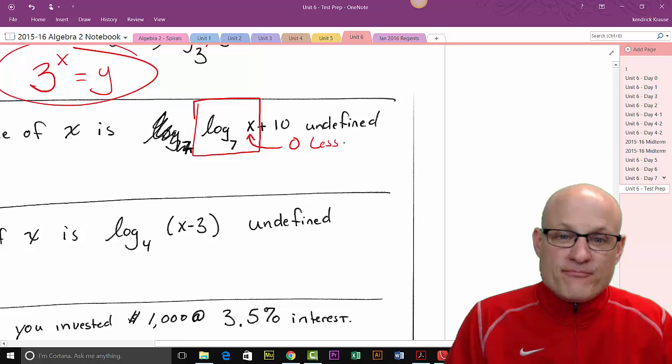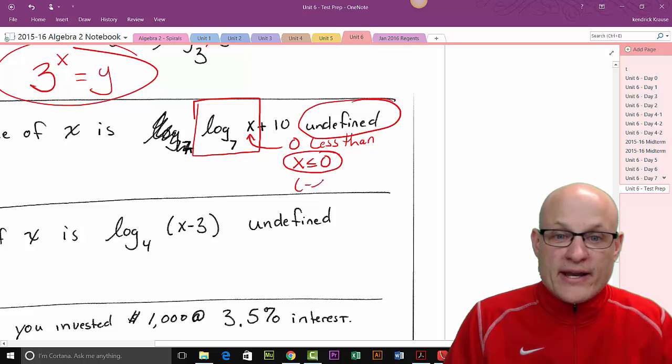So I can represent that in two ways. I can represent it as x cannot equal less than or equal to 0. It asks for when it's undefined. It's undefined when x is less than or equal to 0, or negative infinity to 0, including 0.